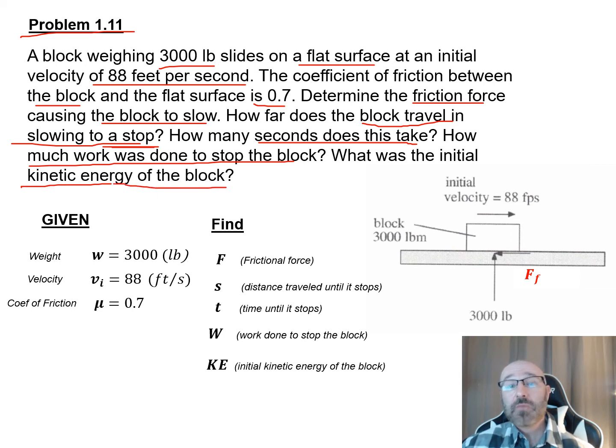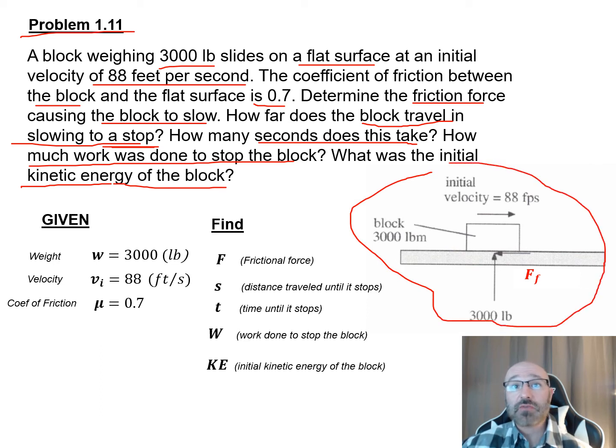So as we're reading through the problem statement, and we look down at our initial diagram, where we have our initial velocity, the block weight, our normal force, and what our frictional force will be over here, what we need to do is take a look and say, okay, what was given and what are they asking us to solve for?